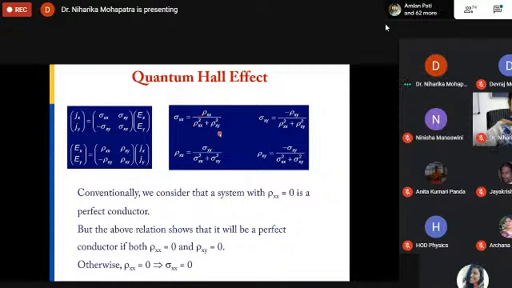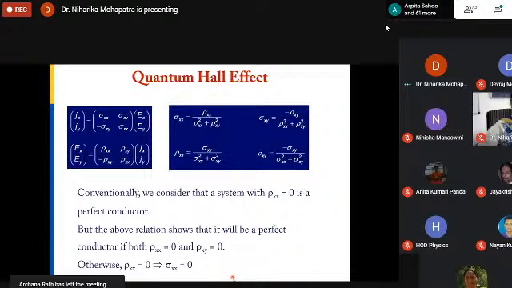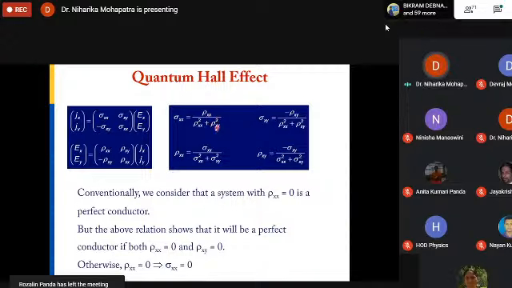So if rho xx is 0 here, sigma xx is not infinity. You don't get very high conductivity in this case. If rho xx is 0, you are not getting sigma xx to be very high or infinite. From this relation, you get sigma xx also to be 0. Sigma xx will not be 0 only when rho xy should also be 0. So if rho xx and rho xy both are not 0, then your sigma xx will also be 0 if rho xx is 0.